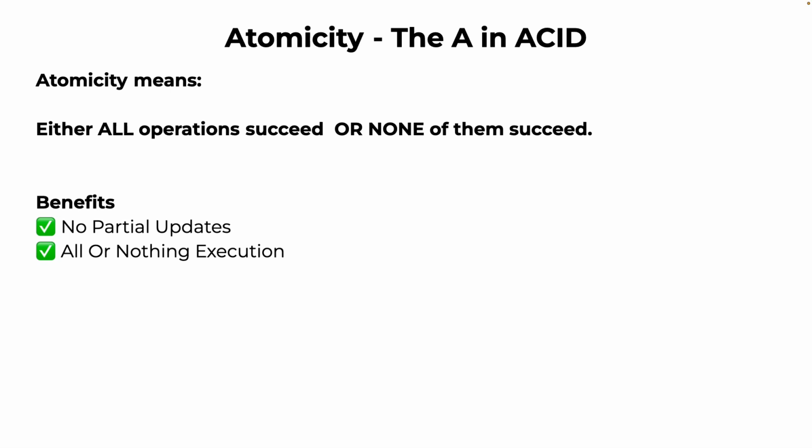Hello everyone. Today we will understand atomicity, which is the first property of ACID. Atomicity means either all operations succeed or none of them succeed.